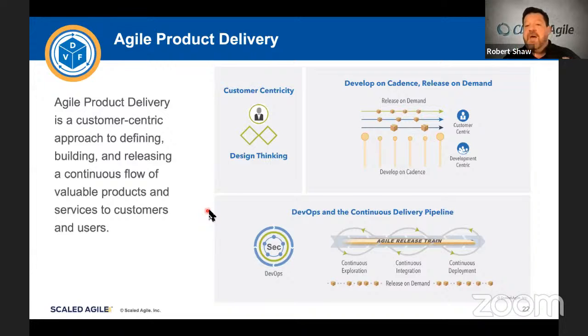But you should also have the technical ability and the capability to be able to build and put that product out whenever enough value is accumulated, right? And I think we look at that from a single agile team perspective all the time.